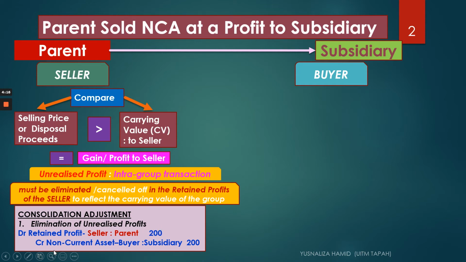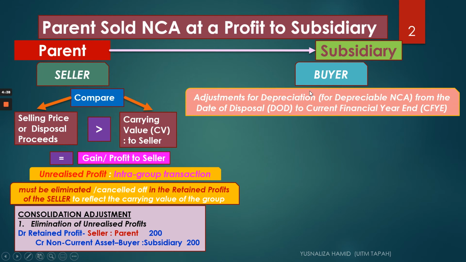And that will be credited against the non-current asset. The non-current asset here refers to the non-current asset of the buyer, so the buyer here is the subsidiary. That is one adjustment that needs to be done if that is the case, where the parent is the seller and the subsidiary is the buyer.